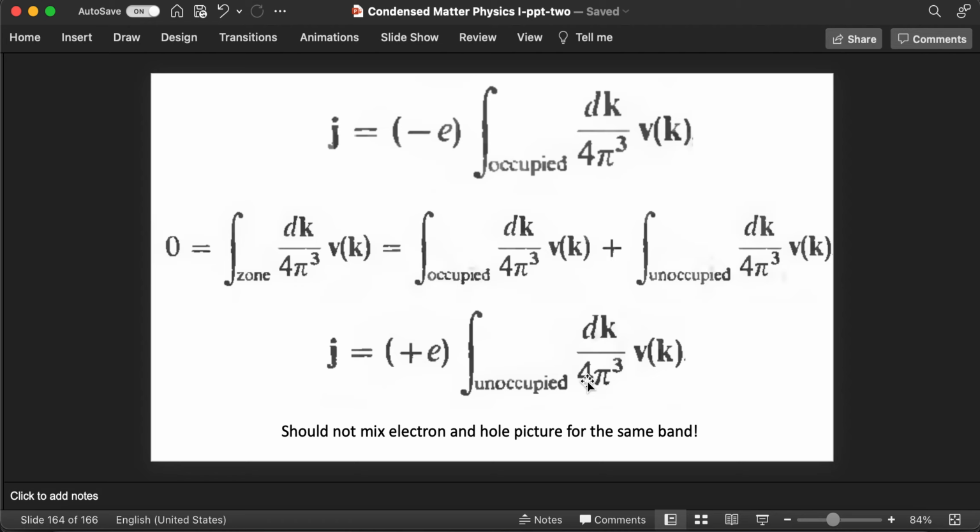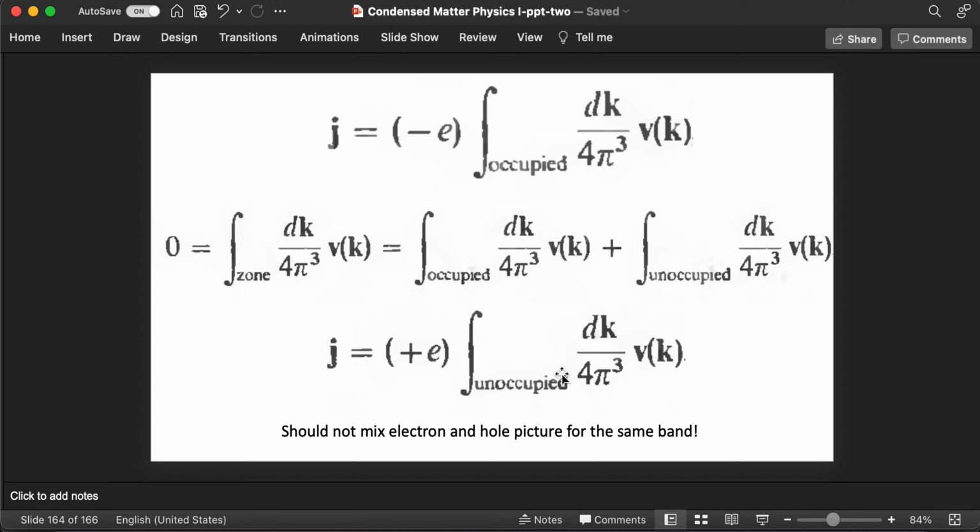This is the classic argument you must have done. If I have 10 states and 2 of them are empty, so there are 8 electrons, instead of looking at the current from the 8 electrons, which is the occupied states, I can look at the current from the 2 empty states, but I just change the sign of the charge to account for the fact that they are empty, and that's the current from the unoccupied states. Whether I use this picture or this picture, the physics will be the same.